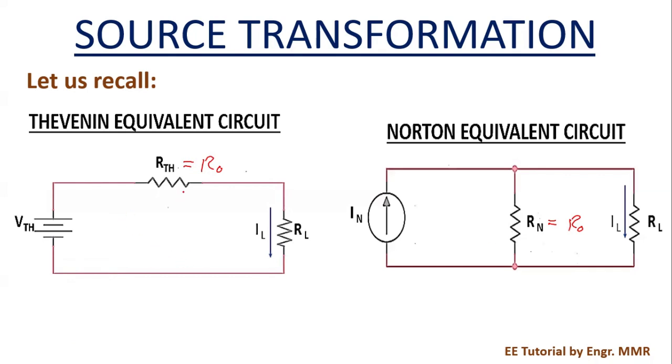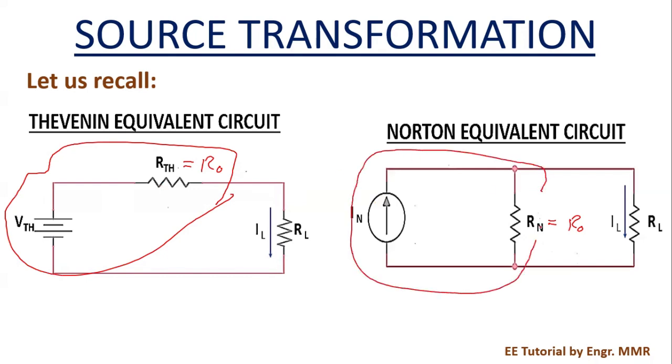Therefore, when we look at the figure, the Thevenin equivalent circuit and the Norton equivalent circuit, this is the Thevenin equivalent circuit, which is a voltage source in series with the internal resistance RO. And this is the Norton equivalent circuit, the parallel combination of the current source and its internal resistance RO, when we exclude the RL.